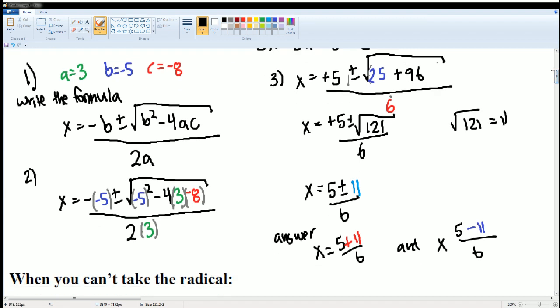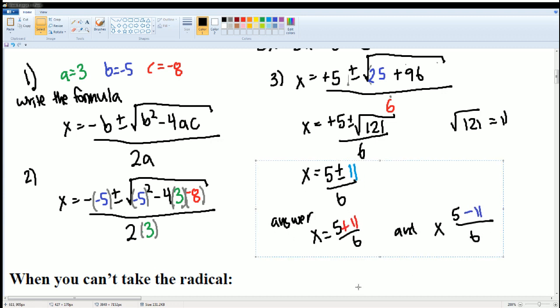Bring this down really quick. Notice the two answers: 5 plus 11 is 16, so this is 16 over 6. X is equal to 5 minus 11. I think that is negative 6. It's already negative. Negative 6 over 6. Oh, this one simplifies to just negative 1. But there you go. Those are all your answers.